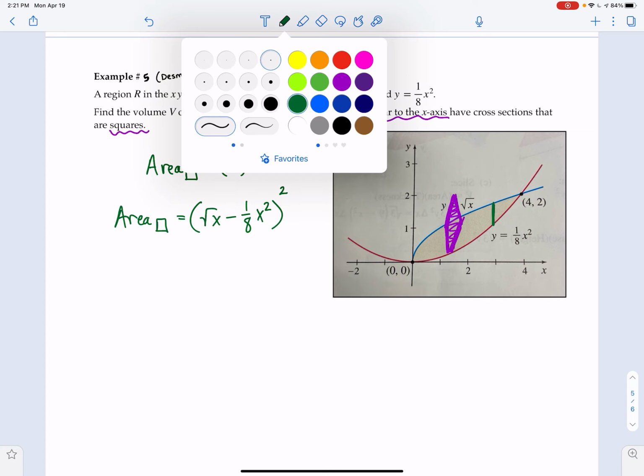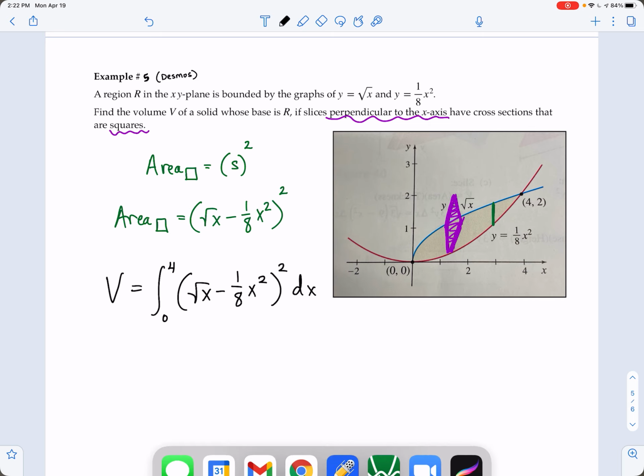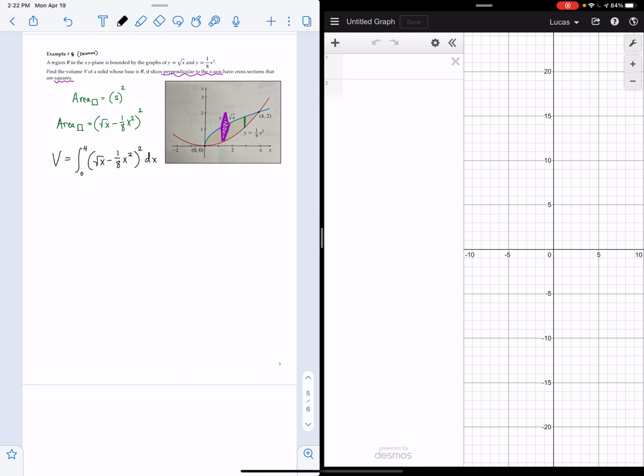So the integral that we're going to want to set up from 0 to 4, and that is exactly what we're looking to find out. The integral from 0 to 4 of the square root of x minus the lower function, the red function, which is 1/8 x squared. Now, we could do this by hand. We could take the whole page and figure all this out. I would like to show you what this looks like in Desmos, just so you have this tool in your toolbox. And so we're going to pull up Desmos side by side.